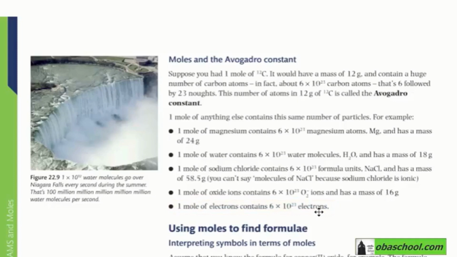So when we take 1 mole of any element, this mole contains 6 times 10 to the power 23, which is the Avogadro's constant. It doesn't change even with different elements or different compounds.